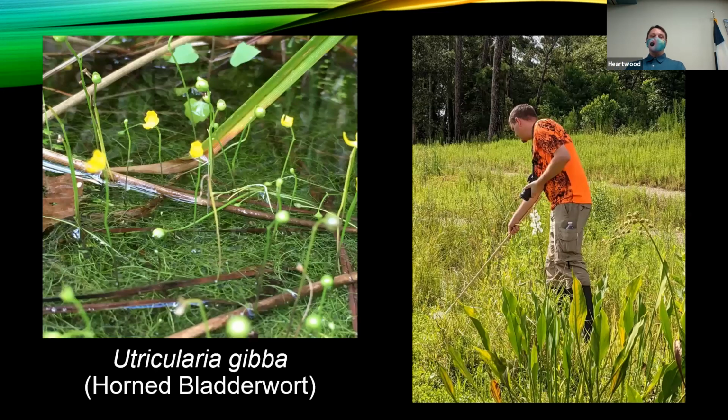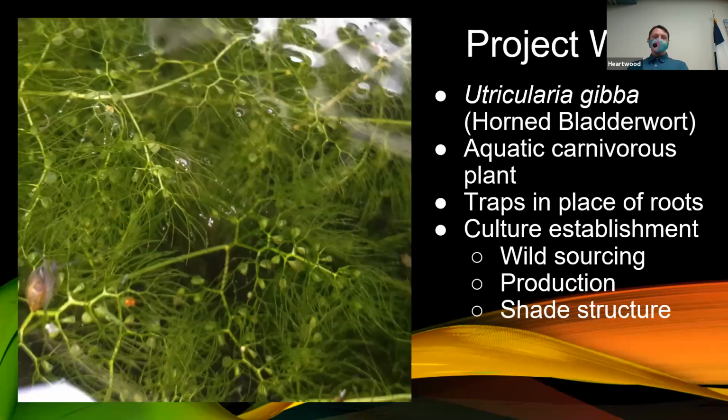Also at the Telge Retention Pond is Utricularia gibba, also known as the horned bladderwort. That is a carnivorous plant that is aquatic and has no roots, so it just free floats in masses and mats. It has evolved traps to replace the roots so that it can trap insects and smaller aquatic organisms that it digests.